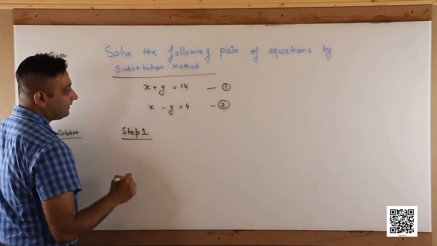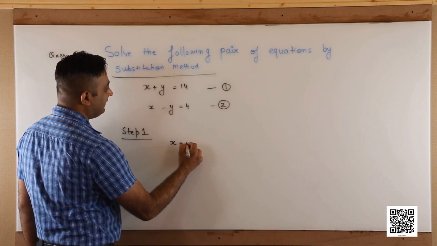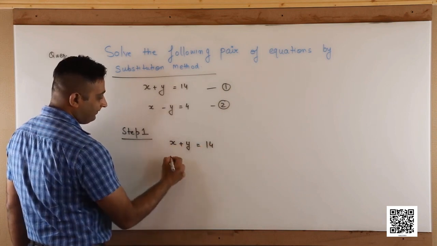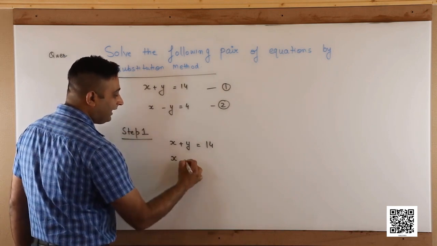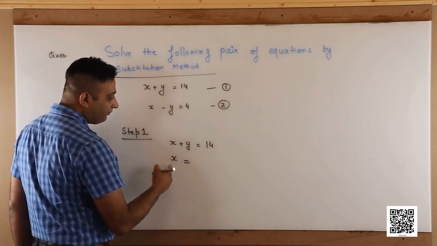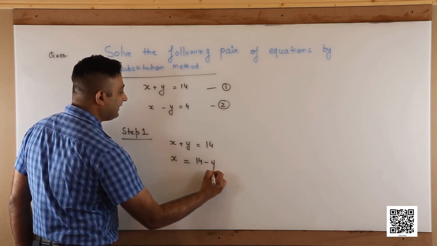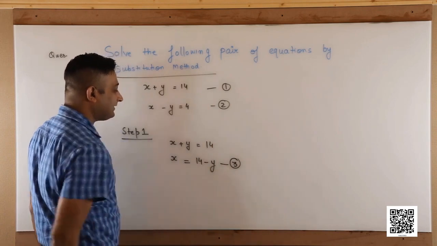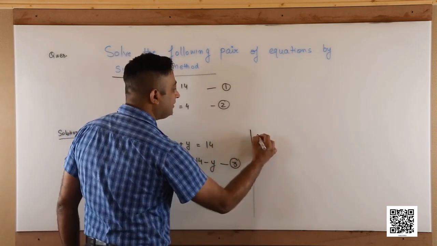Step number 1. We can take any of these equations and rewrite it, that is x plus y equal to 14, and we will find one variable in terms of another. So we can find x or we can find y. So we are now finding x in terms of the other variable, that is y, and name this equation as equation number 3.